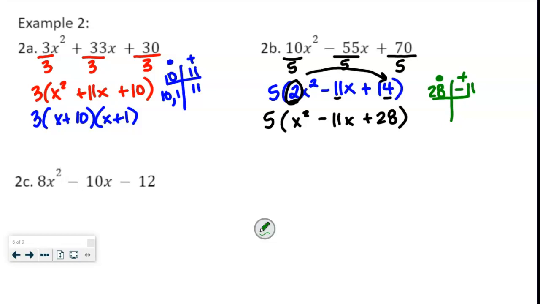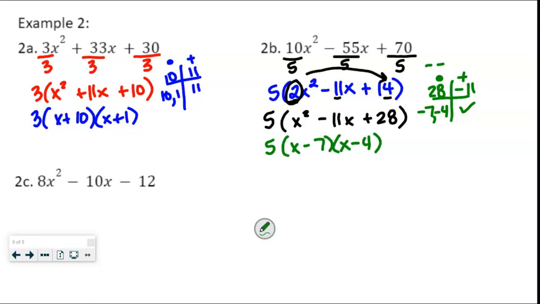Well, we're multiplying again to get a positive, but adding to get a negative. So two negatives, right, when multiplied make a positive. So in this case, negative 7 and negative 4. They would multiply to get you that positive, but add to still get you that negative 11. So this becomes, right, keep that 5. Don't let it go because that's the GCF. That's part of your factoring. So I've got x minus 7 times x minus 4.